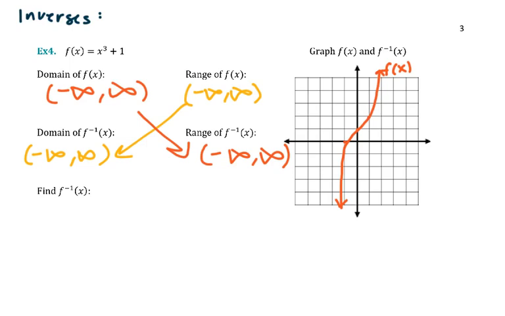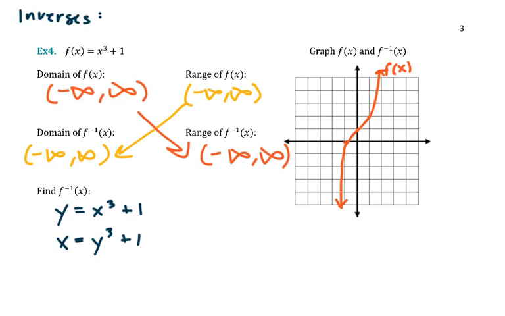Okay? So if we want to find the inverse, these are the steps we'll always do to find the inverse function. So we're going to look at our function. f of x just means y. So we have y equals x cubed plus 1. In order to find the inverse, we switch x and y. So switching x and y, this is now the inverse relation.